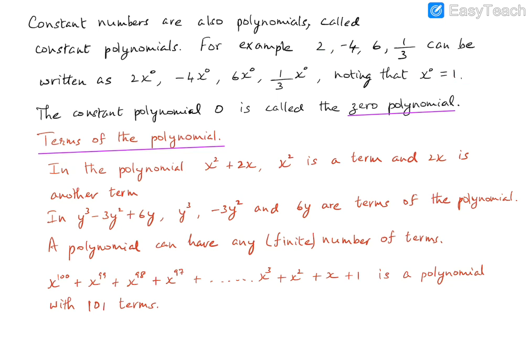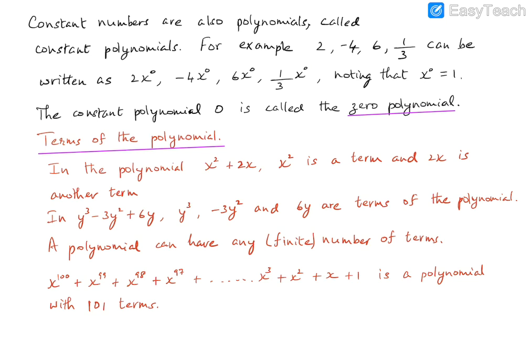Anything multiplied by 1 will be itself. So 2 is basically 2 times x power 0, and x power 0 is 1, so we get simply 2 here. So 2 is 2x power 0, minus 4 is minus 4x power 0. Similarly, 6 is 6x power 0, and 1 by 3 is 1 by 3x power 0.